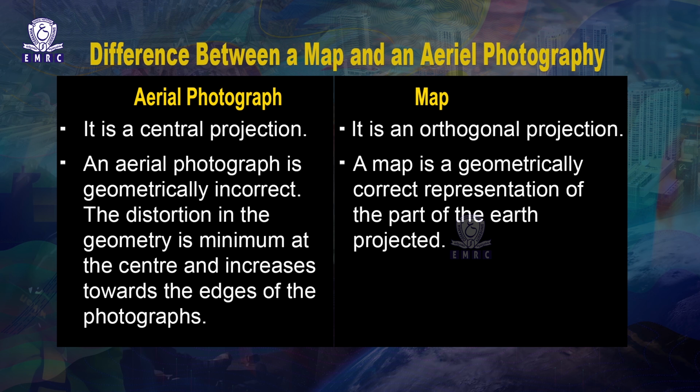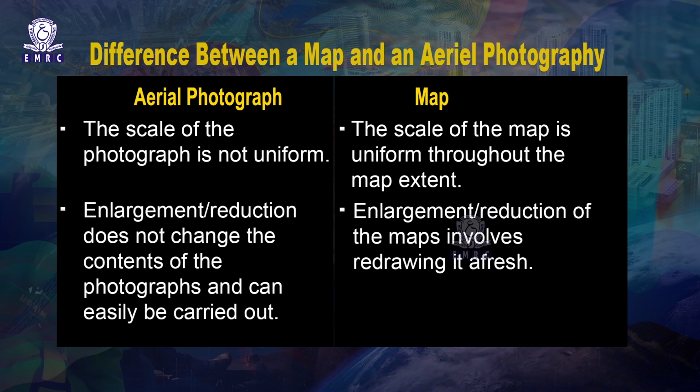An aerial photograph is geometrically incorrect. The distortion in the geometry is minimum at the center and increases towards the edges of the photograph. A map is a geometrically correct representation of a part of the earth projected. The scale of the photograph is not uniform. The scale of the map is uniform throughout the map extent.